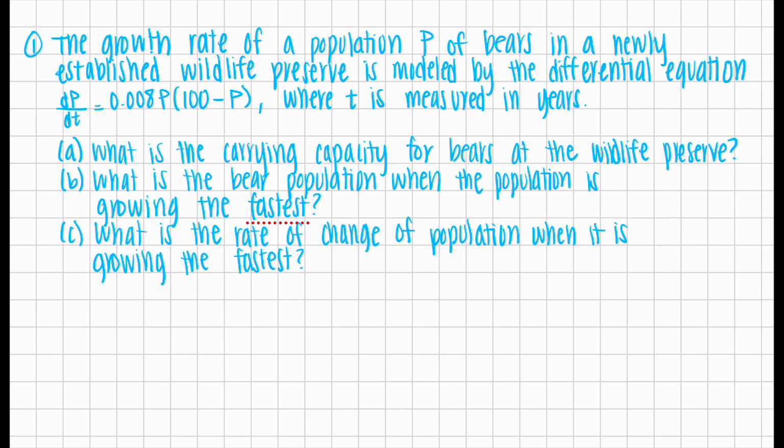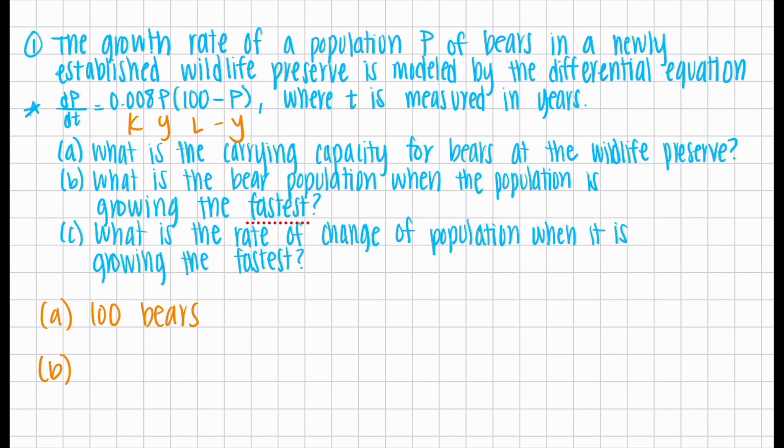Starting with this one, it says the growth rate of a population P of bears in a newly established wildlife preserve is modeled by this differential equation. Notice that this looks like our dy/dt equals ky times (L minus y). And they're saying that t is measured in years. Letter A, what is the carrying capacity for bears at the wildlife preserve? Well, if we know our differential equation, we know that L is 100. So we're going to say 100 bears.